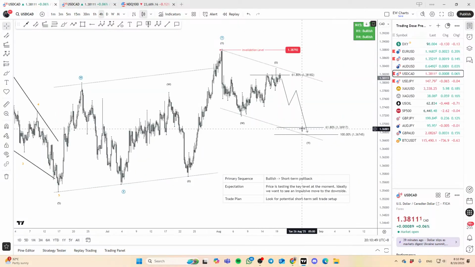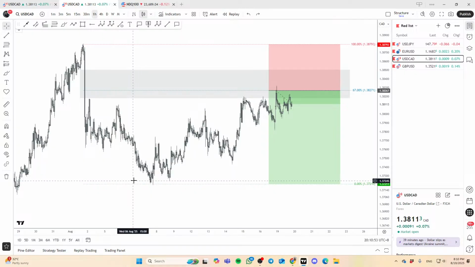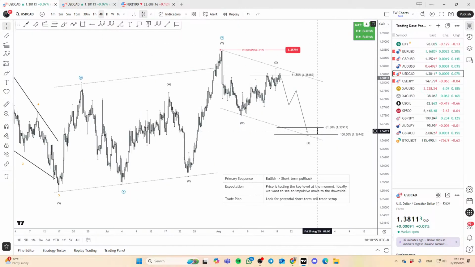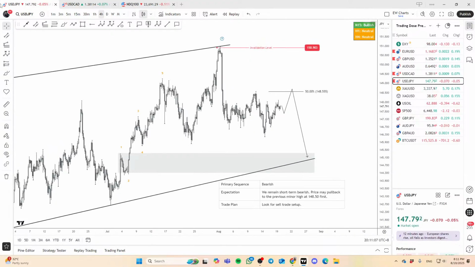Okay. So same thing here, right? If you take a look at this here, the target is just basically where that swing low is. But if you go back to the higher time frame, there is more downside opportunity that we can look into. Okay. Yeah, so that's on the dollar Canadian side of things. Then moving into the dollar yen.